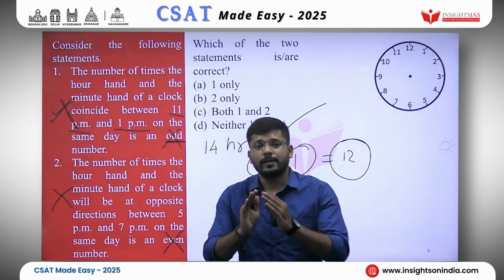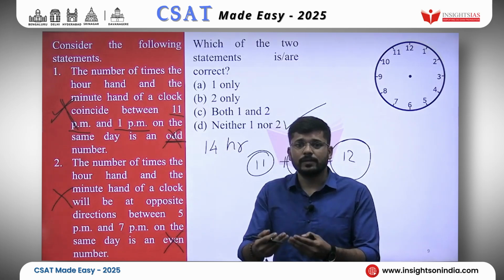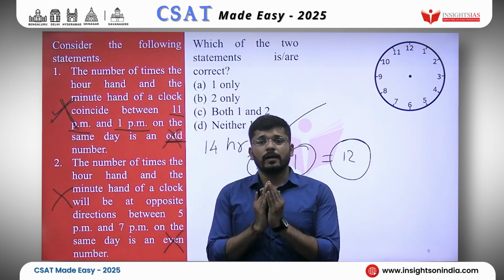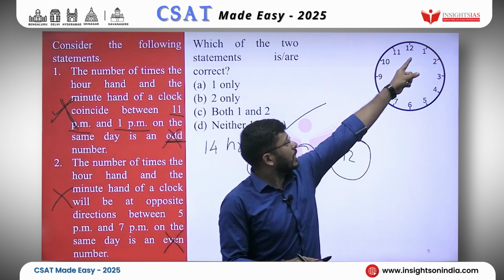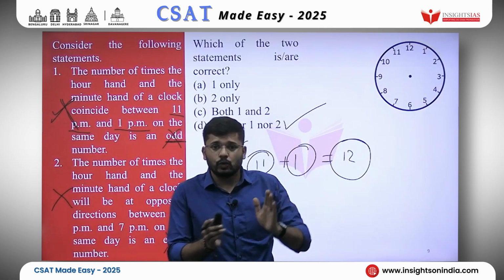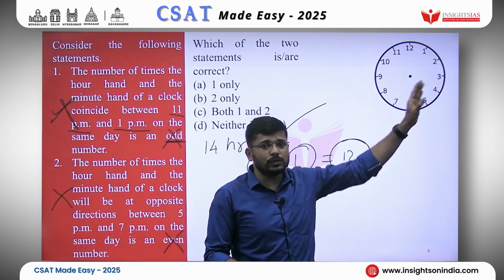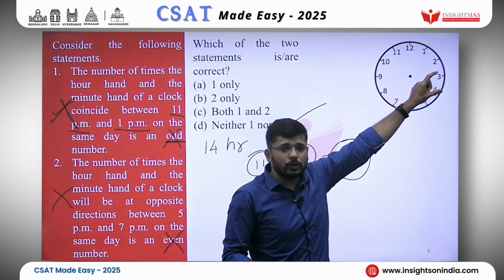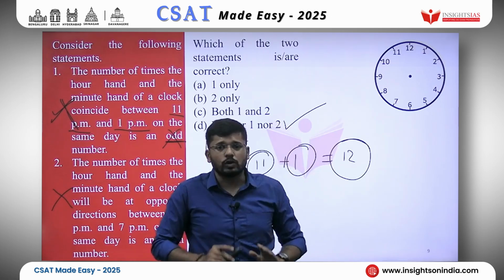Okay. I think you got an idea of this concept. I will repeat it once again to just summarize. The hour hand and the minute hand coincide between any two given hours, 1 o'clock and 2 o'clock, 2 o'clock and 3 o'clock. Any two given hours, they always coincide with one another, and also they will be at opposite directions with one another. Between 1 and 2, between 2 and 3, they will coincide once, and they will be in opposite directions also once.